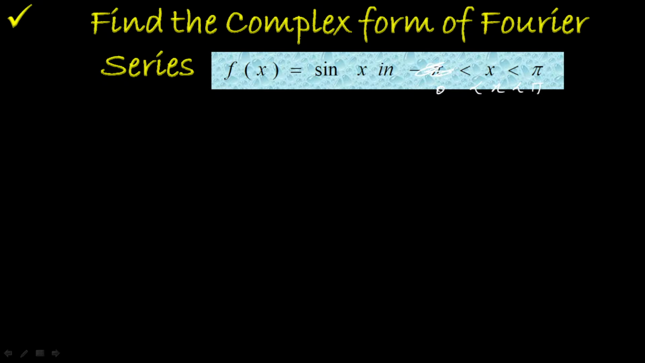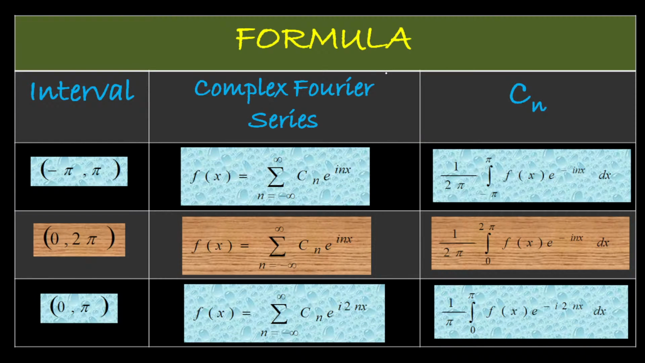Okay. Now, I have just shown you the formula table for your reference. Under the pi form we have three types of intervals: minus pi to pi, 0 to 2 pi, and 0 to pi. So the given problem is under the third category, that is half range, 0 to pi. If so, the general form of the complex Fourier series is f of x equals sigma n from minus infinity to infinity c n e power i 2 n x, where c n is calculated using the formula 1 over pi integral 0 to pi f of x e power minus i 2 n x dx.